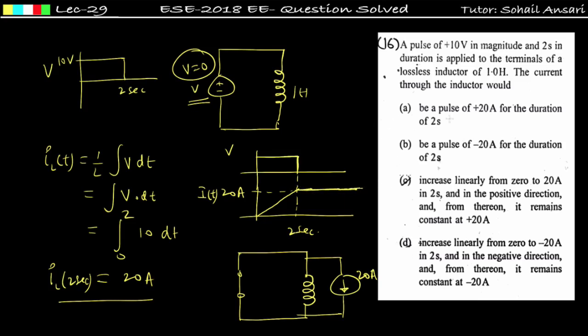See the option A, the inductor current be a pulse of 20 ampere for the duration of 2 seconds, wrong. Be a pulse of minus 20 ampere, no, only positive. See, increase linearly from 0 to 20 ampere. It is increasing linearly from 0 to 20 ampere, and after that it remains constant at 20 ampere. So option C is matching with this condition, hence option C is correct.